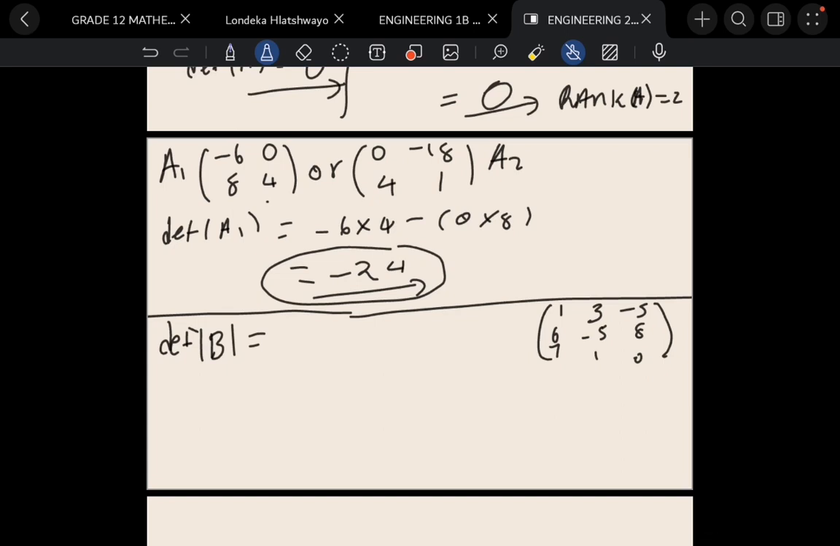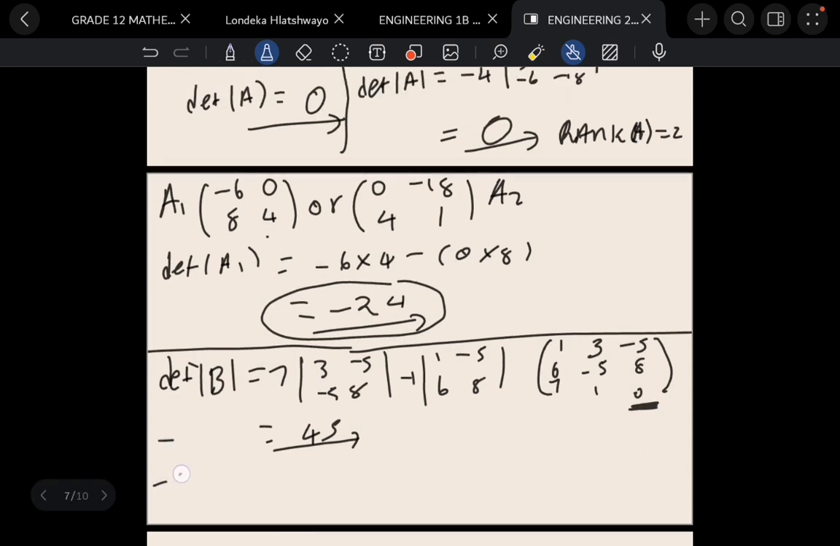Actually, use the last row. So I'm going to have 7, 3, minus 5, negative 5, 8, minus 1, 1, 6, minus 5, 8. If you find the determinant here, you're going to have 45. Or if you use the third column, I'm going to have minus 5, 6, minus 5, 7, 1, minus 8, 1, 3, 7, 1. Your answer here is still going to be 45.